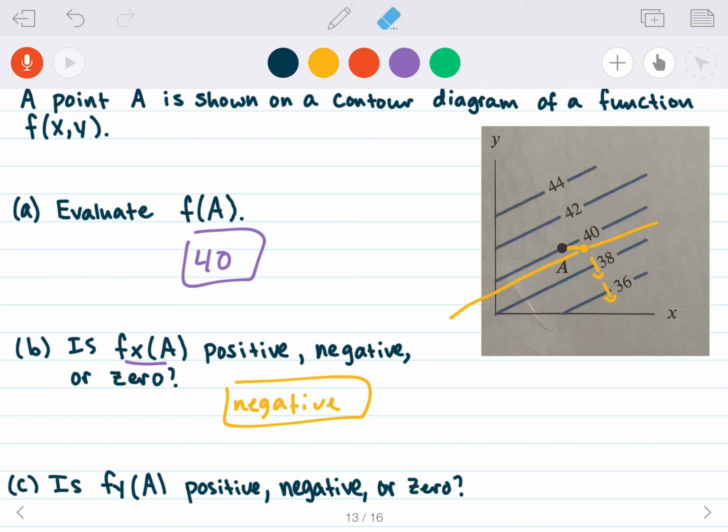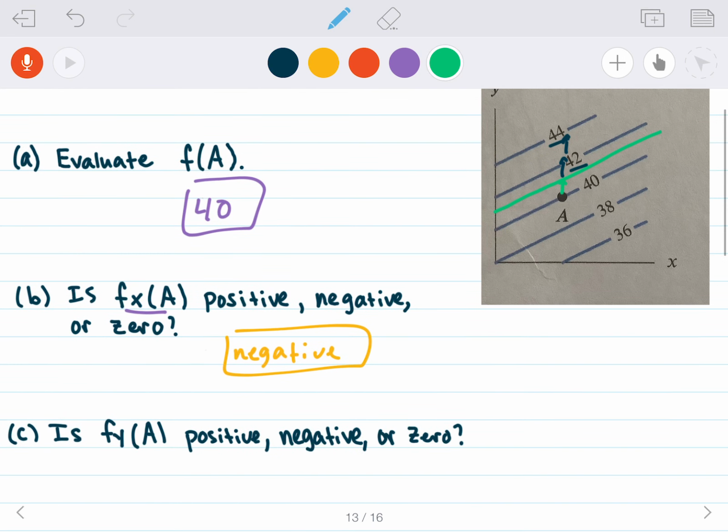Okay, what about the partial derivative with respect to y? If I go up just a little bit, and I were to draw a line here, would that have a smaller or bigger z value than the line where A was? Well, it's going to have a bigger one, right? Because we can see that as we move up, our z values are increasing. Okay, so this is positive.